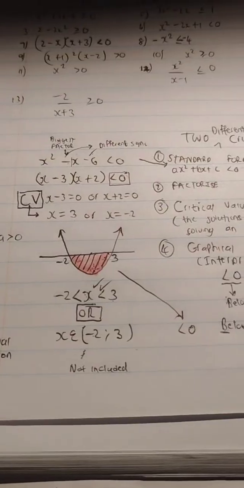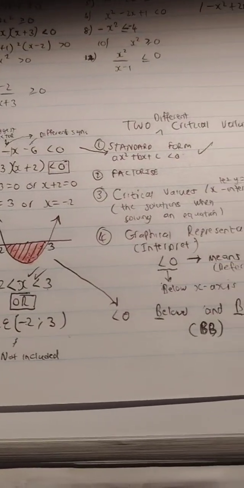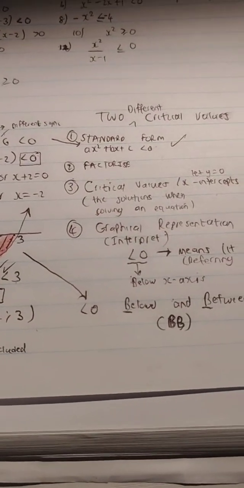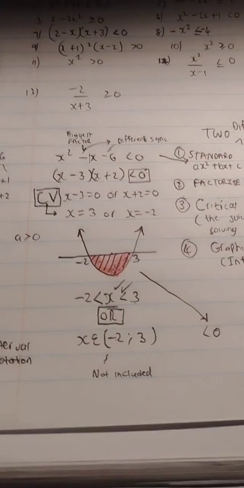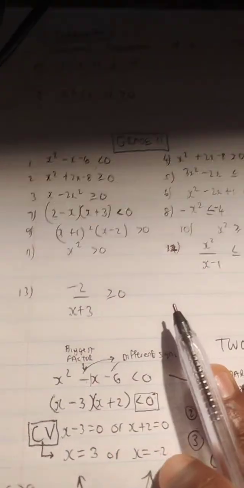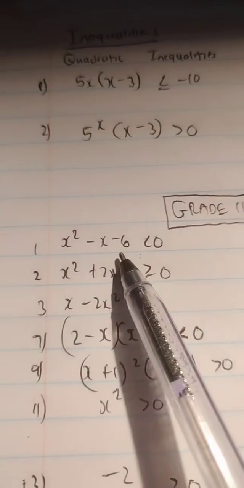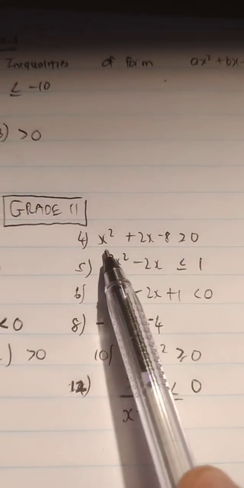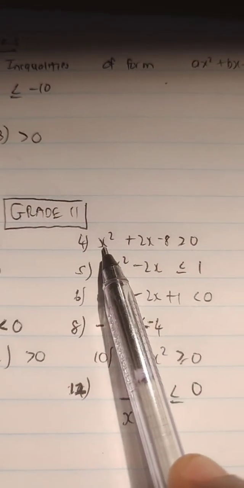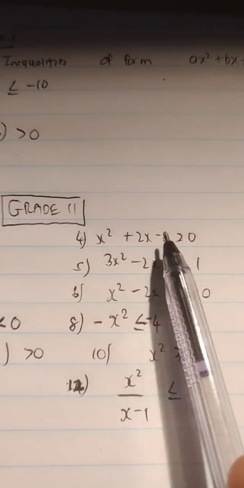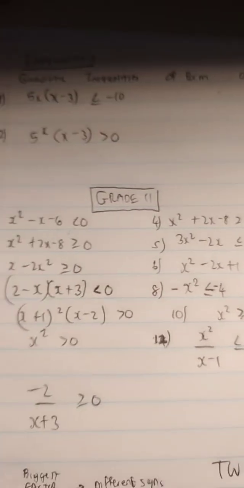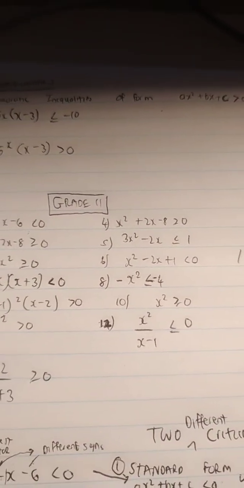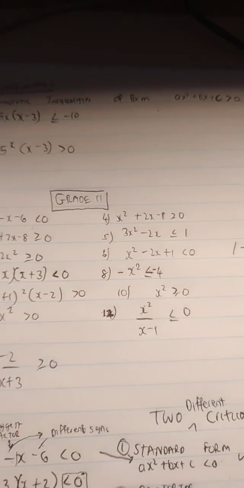Hope that the explanation is clear, crystal clear to those that have been listening. Let's go and do another problem. Let's change our attention and go to this one. x squared plus 2x minus 8 greater than or equal to 0.